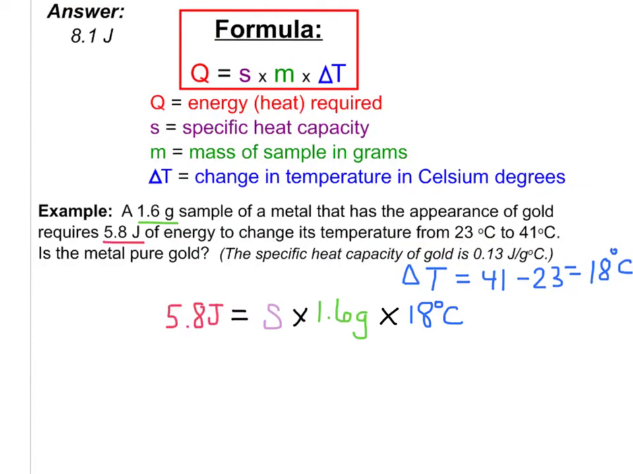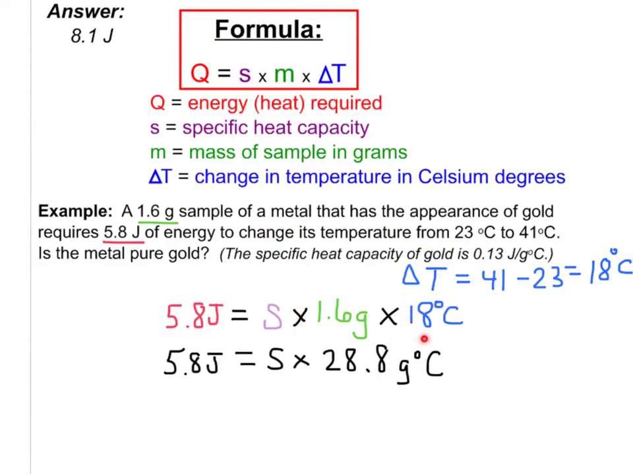Now I can put Q in. Remember, Q is the energy or the heat required. That's 5.8 joules. So I'll plug that into the equation. Here I have for Q 5.8 joules. For S, I don't know S. That's what I want to find out, the specific heat capacity. My mass is 1.6 grams. My change in temperature is 18 degrees Celsius. And now I can simply do the math.